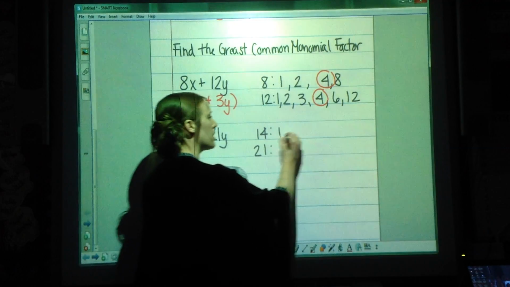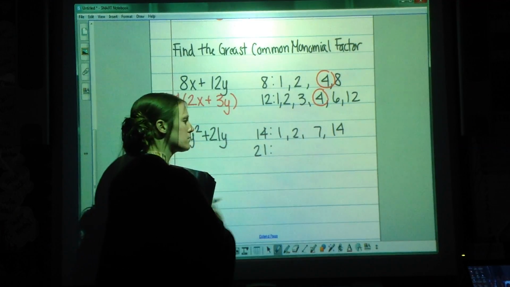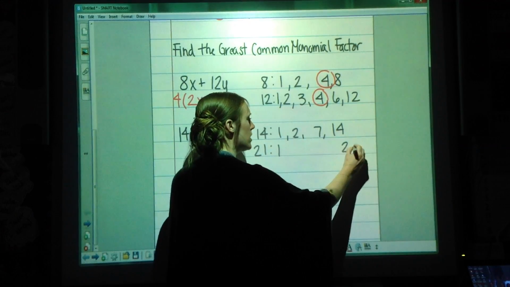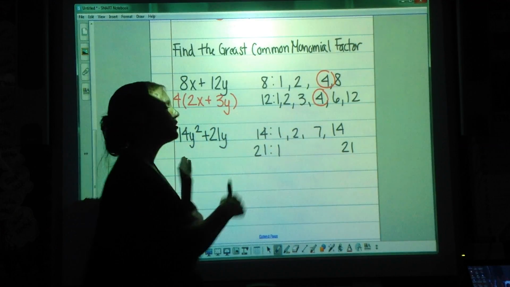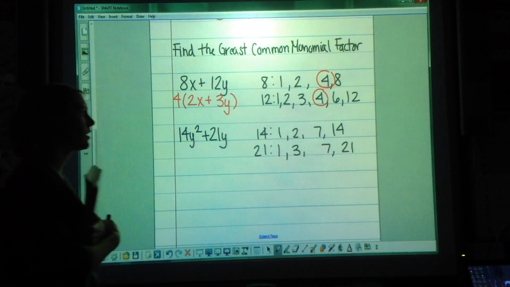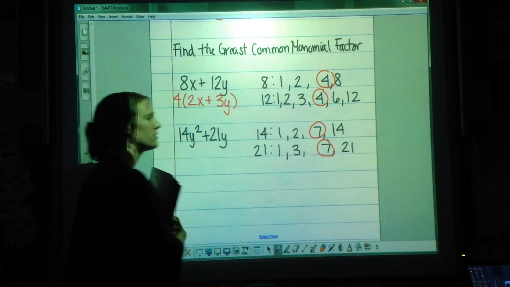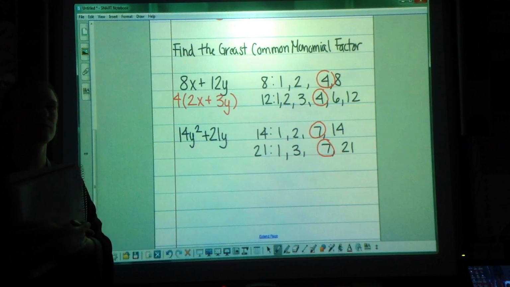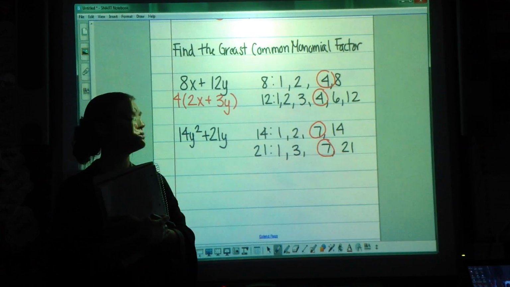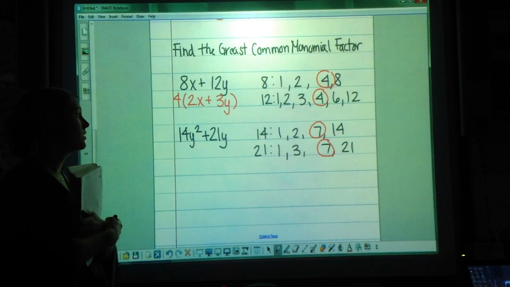We make 14 by 1 and 14, 2 and 7. We can make 21 by 1 and 21. 2 does not go in. 3 goes in 7 times. Okay. Their greatest common factor is 7. If you can see that the greatest common factor is 7 without making a list, you do not have to make a list. In fact, we should not be making lists anymore.